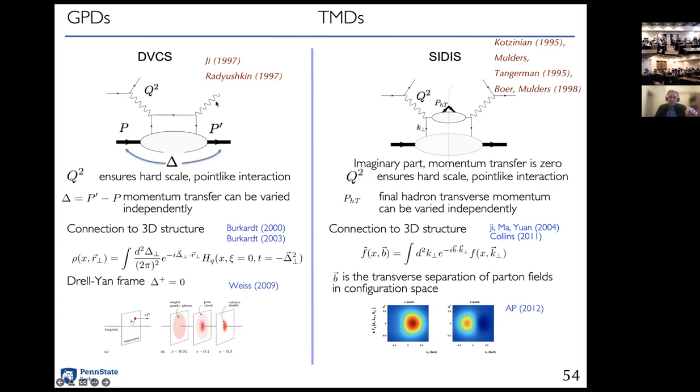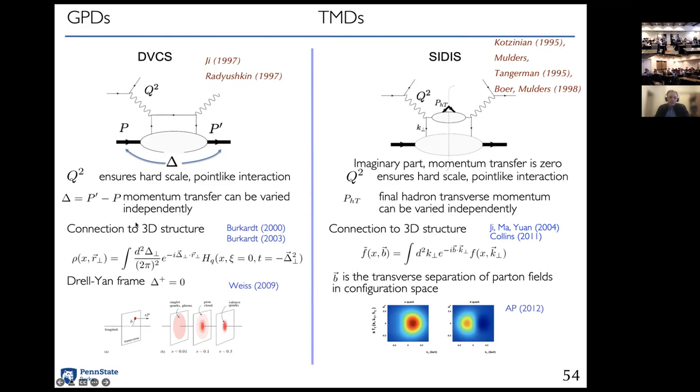But now this photon here is not the same as here. It's not the square of the diagram. It's just a real photon, which is emitted. Now the delta, which is the difference of the final and initial momentum of the nucleon, is the momentum transfer, which can be varied independently. And that's incredibly important because that gives the possibility to connect to the 3D structure. Actually, this was done by Matthias Burkert in 2003.